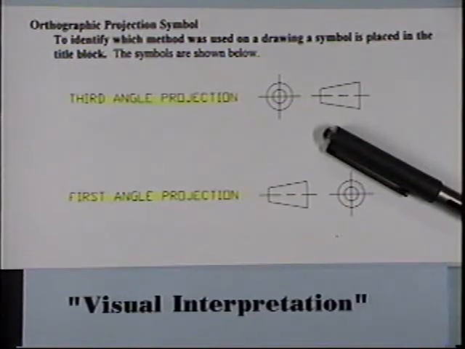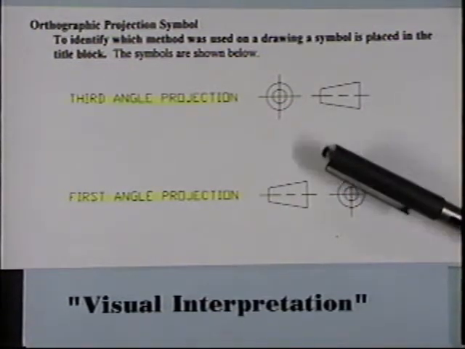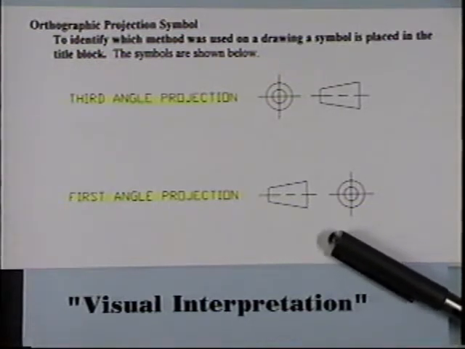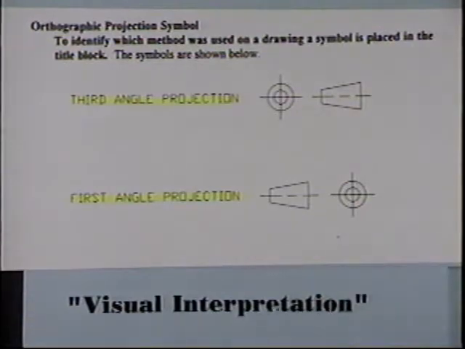Visual interpretation, a study of third-angle projection used in the United States and first-angle projection used by foreign countries.